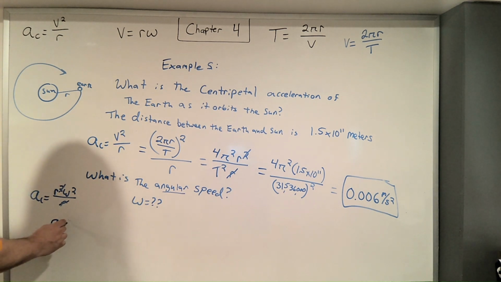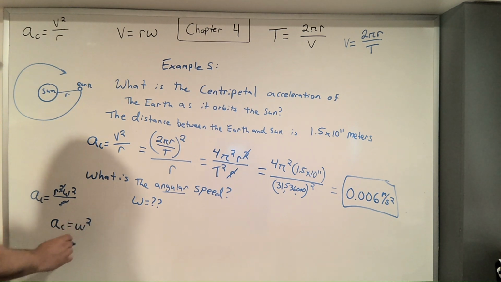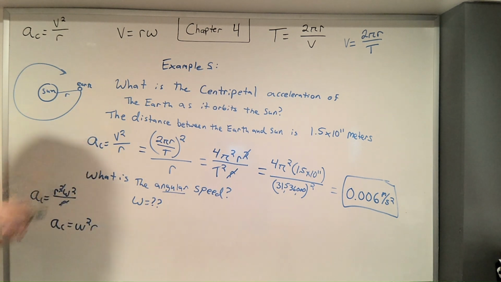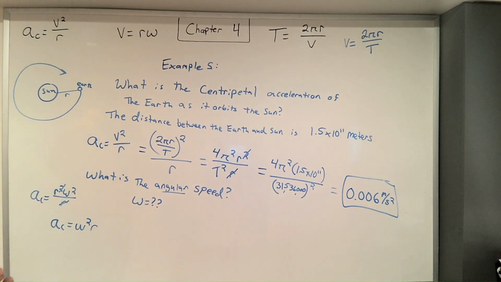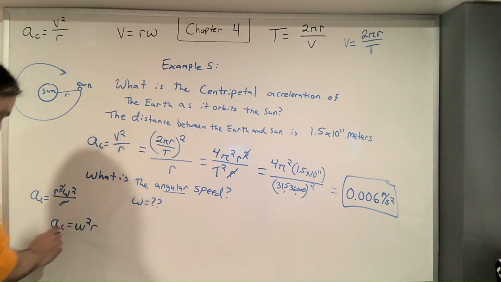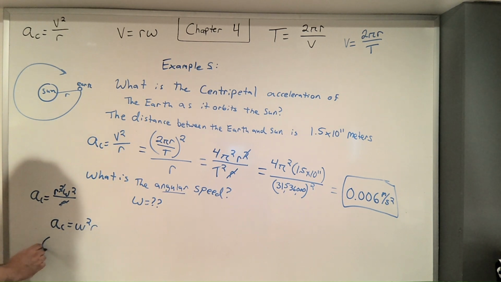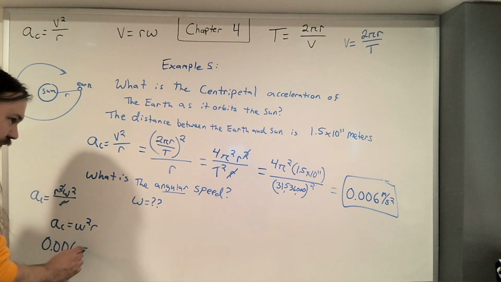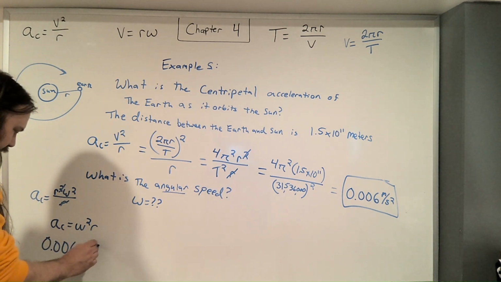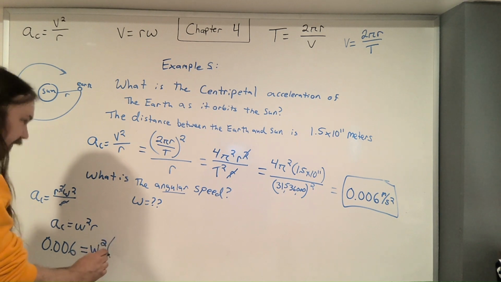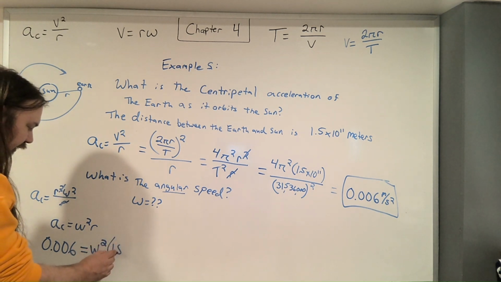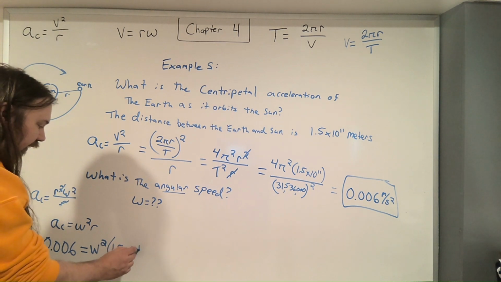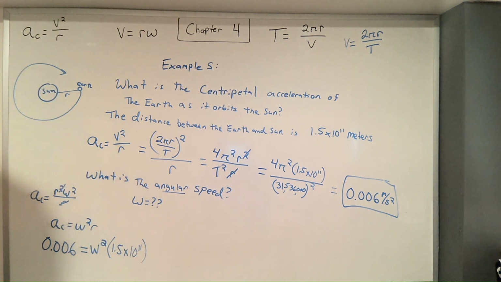Okay. Might be able to make that work because we already have a_c. We already have the centripetal acceleration. All this would then be is omega squared, which is what we're looking for, times r, which we already have. That's given in the problem. Okay, so this would mean that our centripetal acceleration, 0.006, is equal to our omega squared times this very large radius. Okay, the 1.5 times 10 to the 11th.